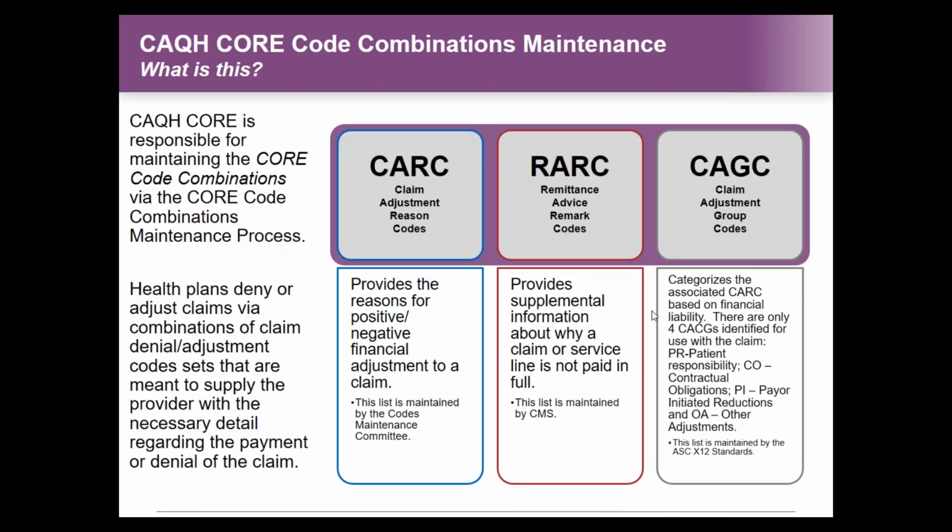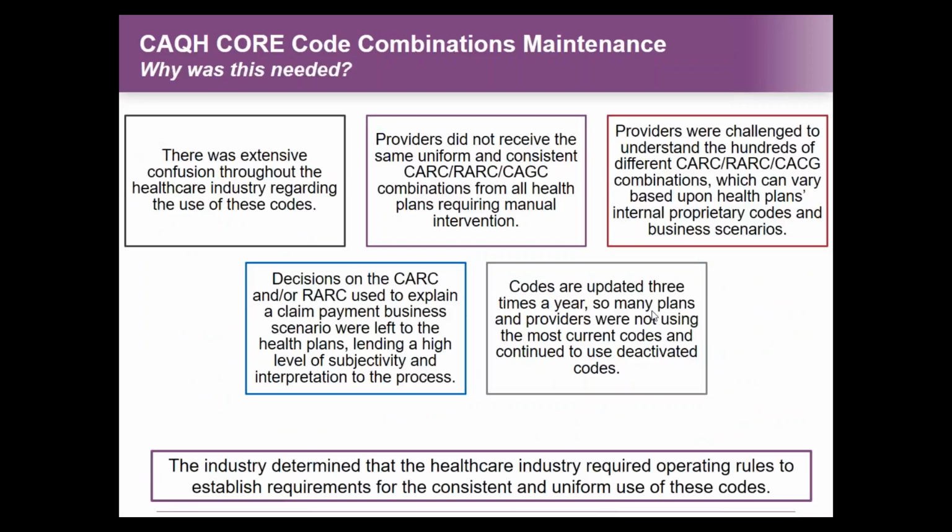On the next slide, you'll see why we need a particular maintenance process for CORE code combinations. Initially, prior to a rule being in the marketplace, there was a lot of confusion in the community about the use of the codes. This was a natural evolution of the code combinations of different proprietary business scenarios that health plans used, because every health plan could combine those 3 different codes any way they wanted to explain exactly how they, in that particular market, geography, or national plan, thought the codes should come together and explain the reason for the adjustment or the denial to the provider.